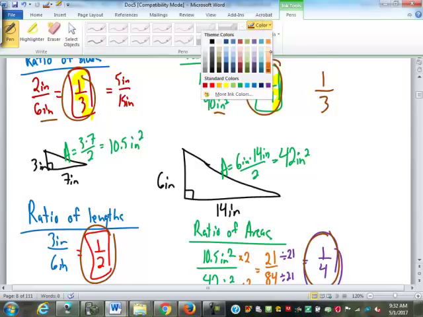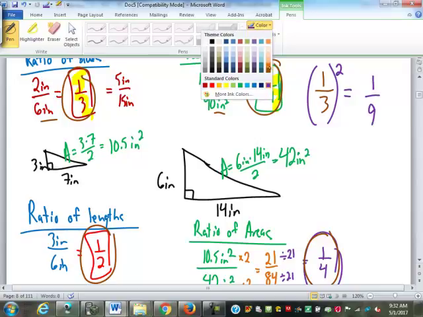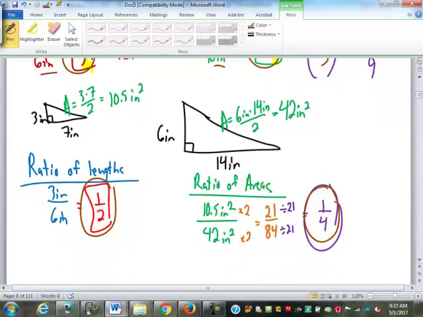If we take that 1/3 or 1 to 3 and we square that ratio, what's 1 squared? 1. And 3 squared? 9. We do the same thing down here. We take this 1 to 2 ratio and we square it. What's 1 squared? 1. And 2 squared? 4. We get the ratio of areas.